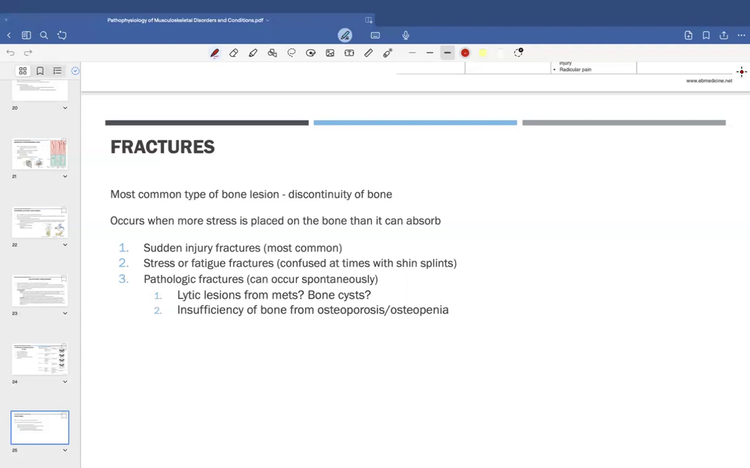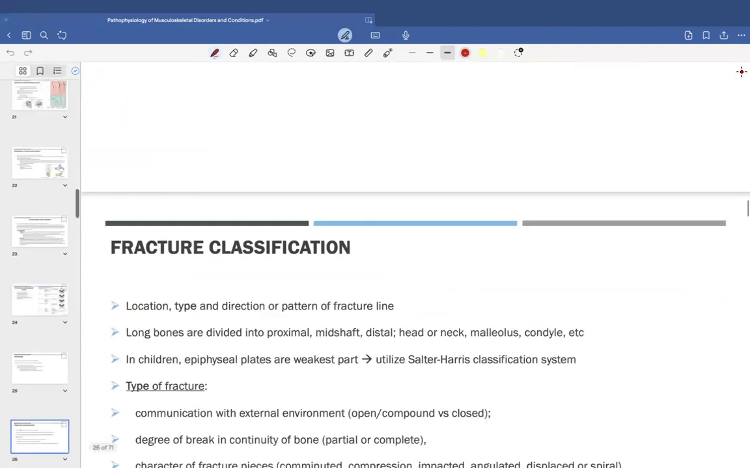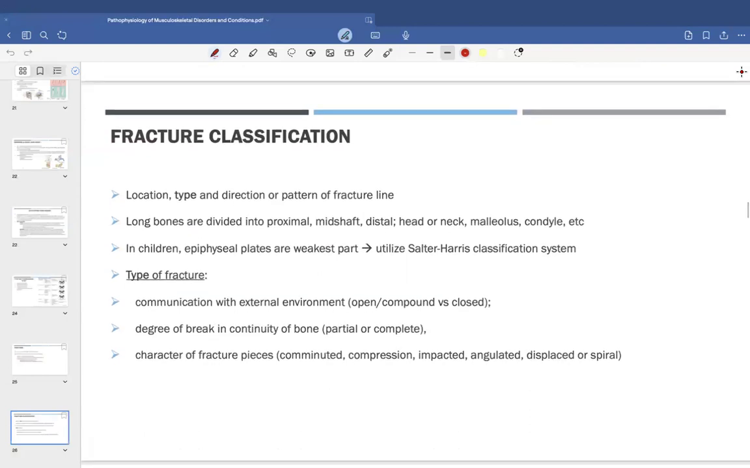Other things to consider, again, through your mechanisms of injury are, was it an acute trauma? Is it just stress or fatigue? Or is it pathologic? And so those are all considerations. And you know how to describe your fractures. It just takes practice, so you'll get some practice in your clinical year. Hopefully you're getting some practice in ClinMed as well.